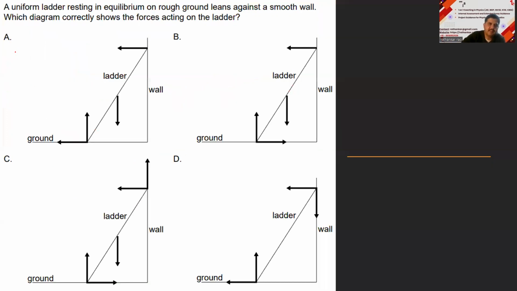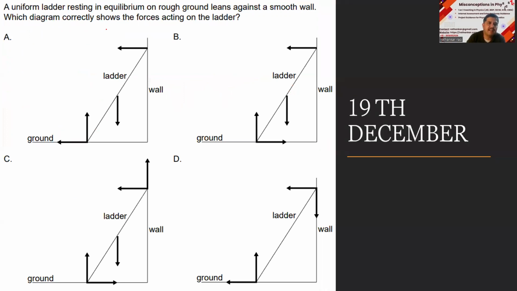Okay, let us move on to the next one. A uniform ladder resting in equilibrium on rough ground leans against a smooth wall. So this wall is smooth, you have to make a note of this. Which diagram shows the forces correctly acting on the ladder? When you read this, leans against a smooth wall, it means there should not be any friction at the wall in all these 4 diagrams. So this is incorrect, and this is also incorrect. But on the horizontal ground, he never says that.